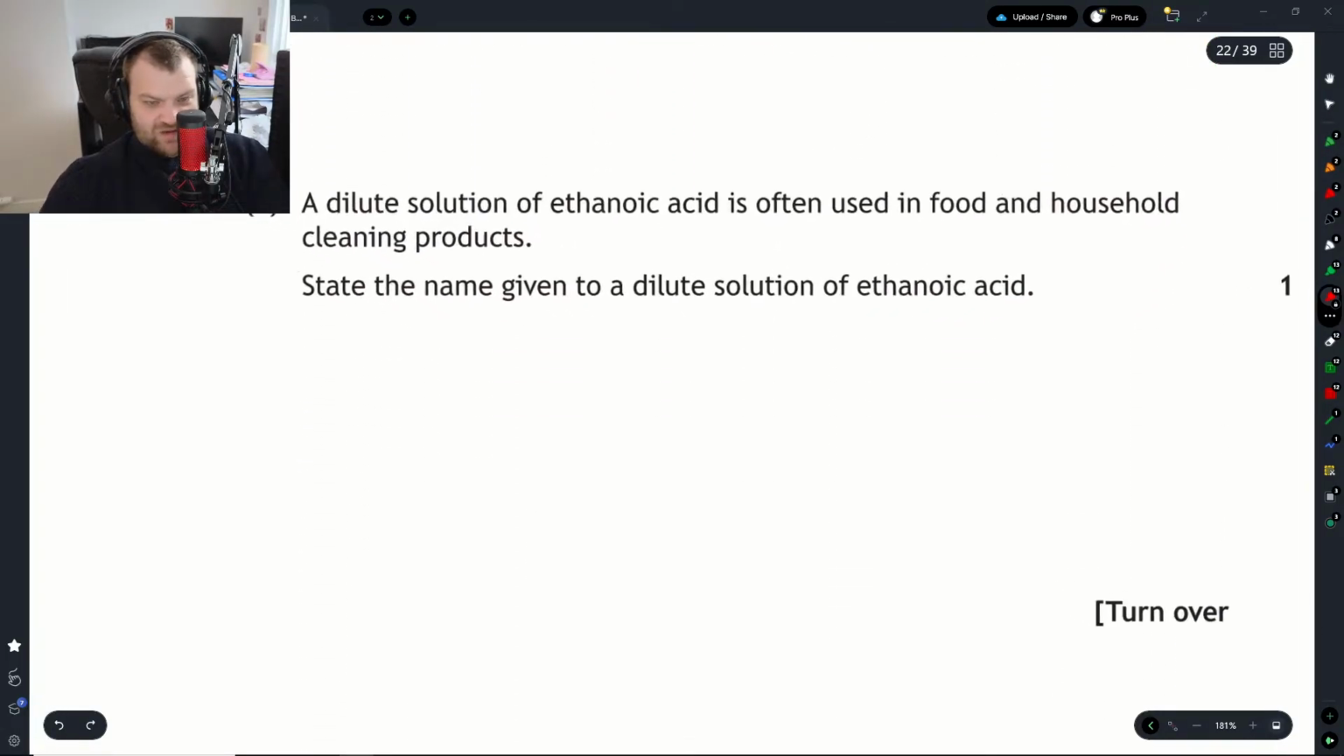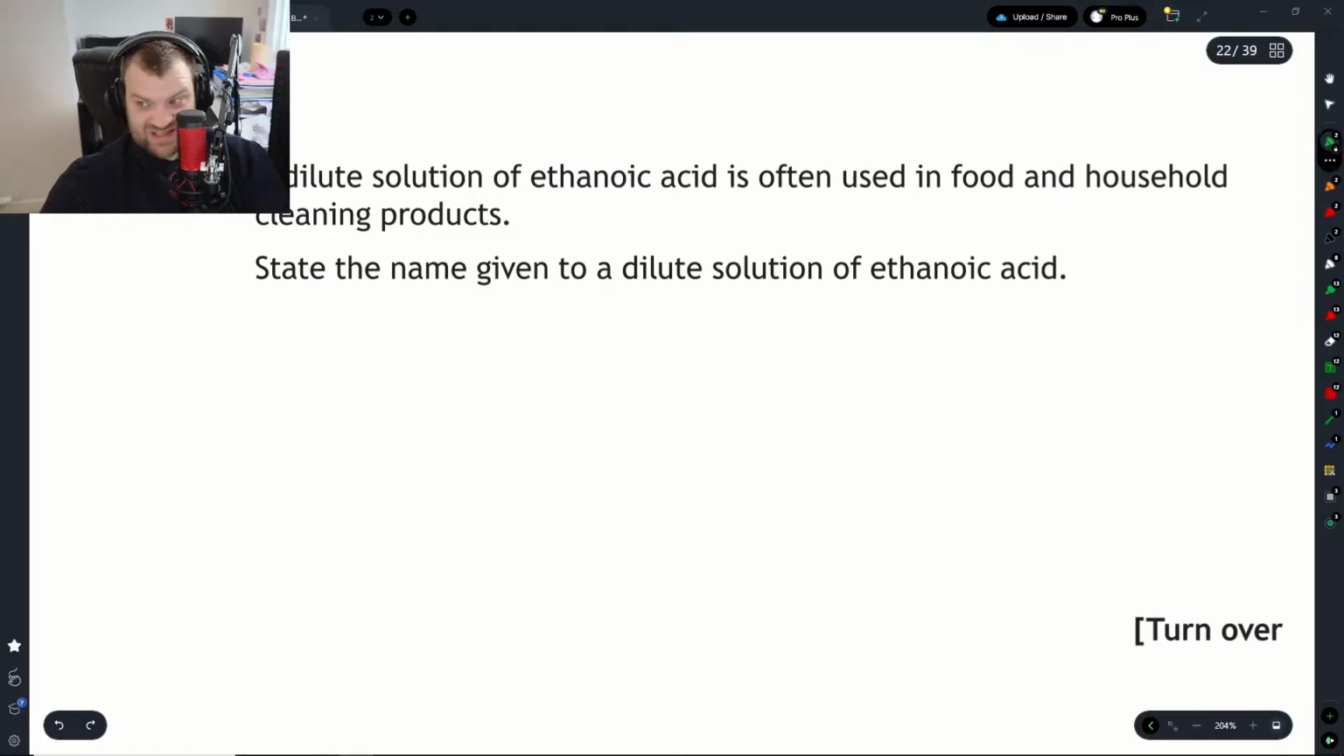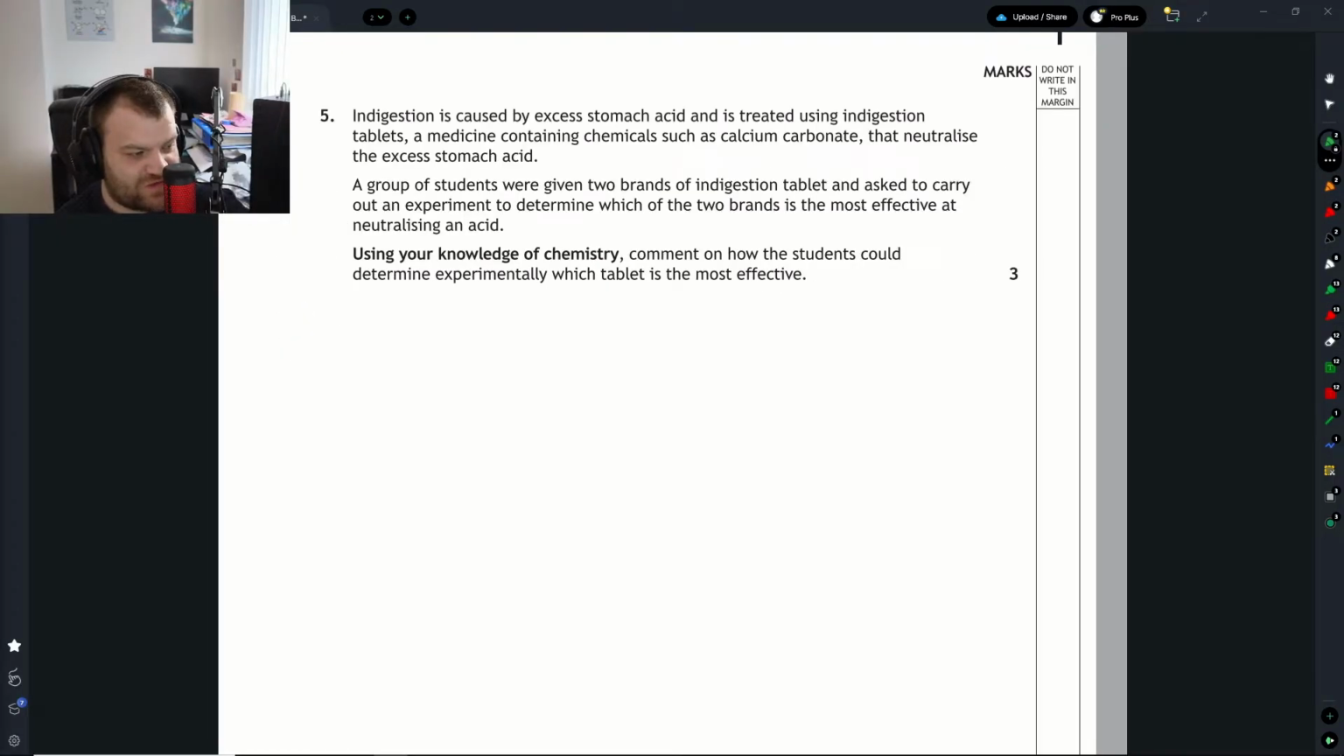Next up, we're asked about a dilute solution of ethanoic acid. This is just a fact you need to know. That is vinegar. Question number 5 is the first of the 2 using your knowledge of chemistry questions. This one is about neutralization, indigestion, and chemicals used to neutralize. We're asked to figure out which of the 2 chemicals is the best at neutralizing an acid.